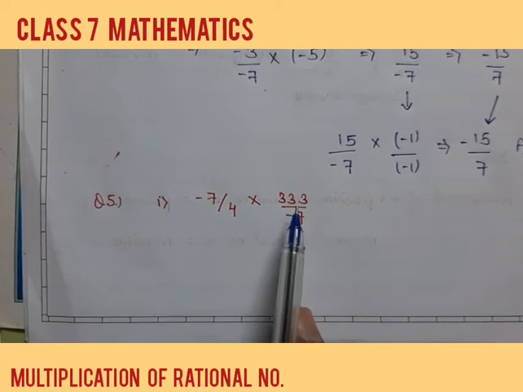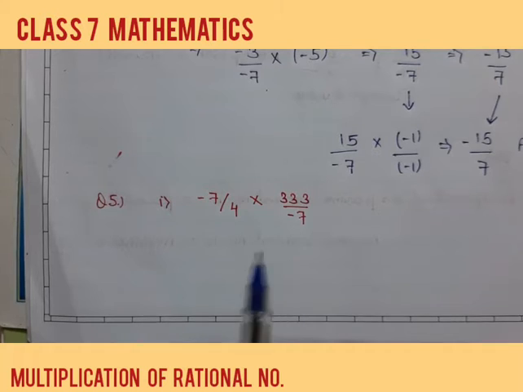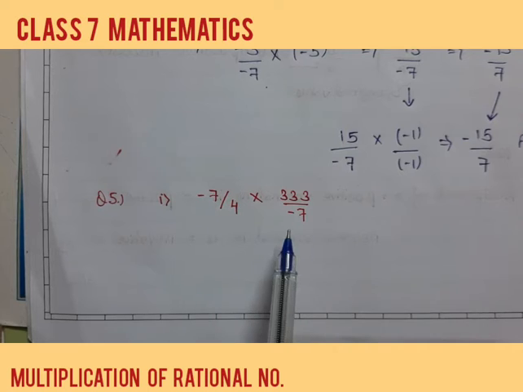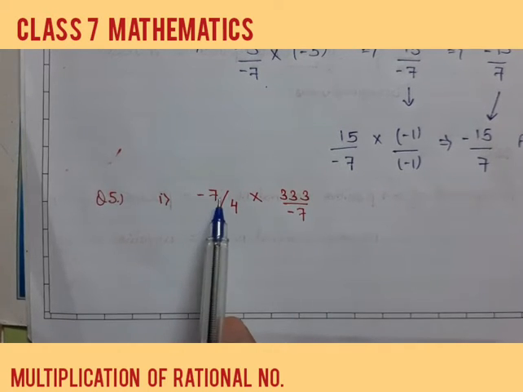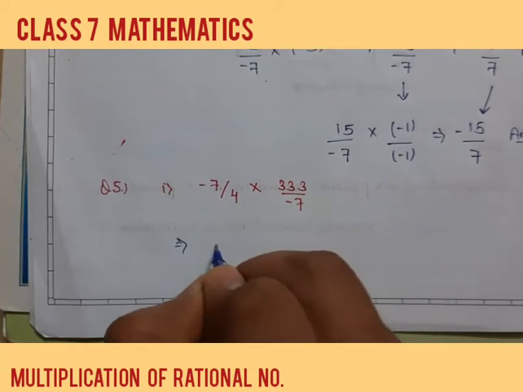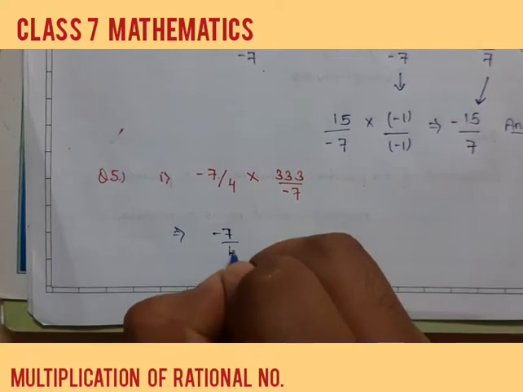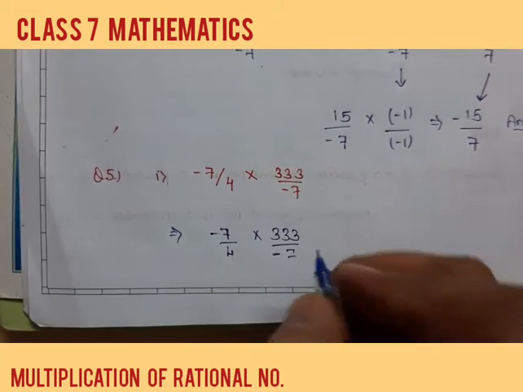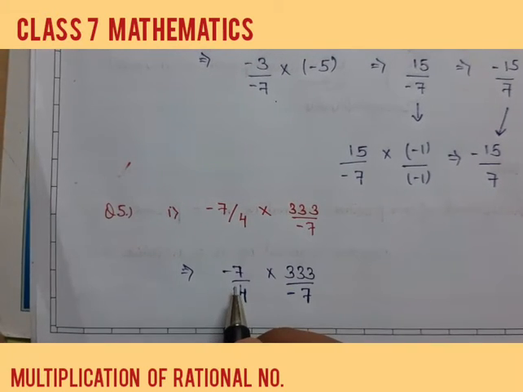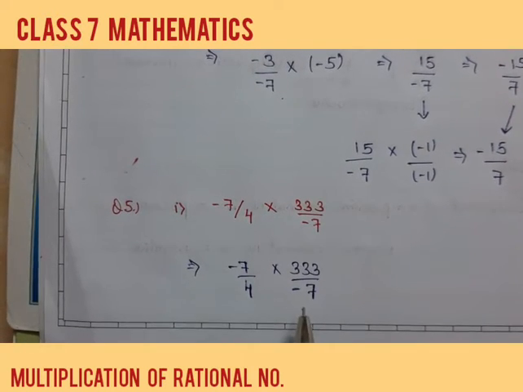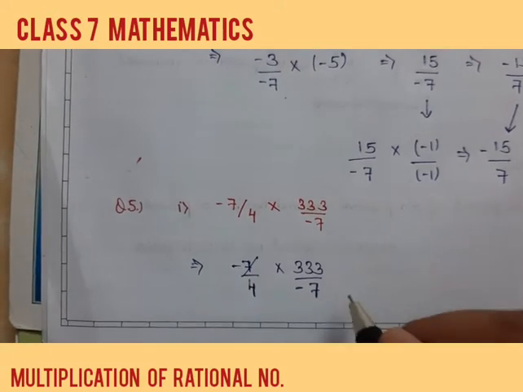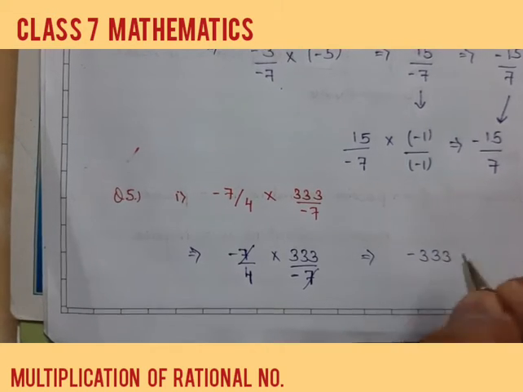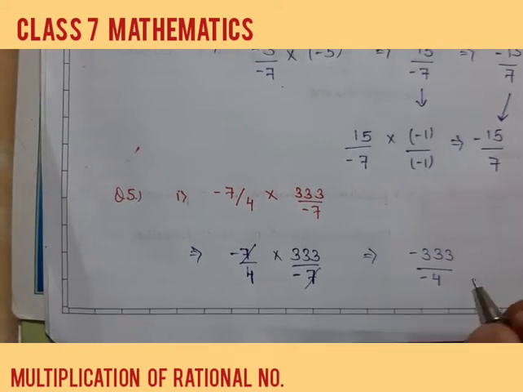Minus 7 upon 4 into 333 by minus 7. Whenever we are going to multiply or divide, first we need to see whether there is any common factor which can be striked off. So yes, there is 7 and 7. So we can write minus 7 upon 4 into 333 upon minus 7. Now this minus 7 and this minus 7, since they both have the same common factor 7, can be striked off. So we are left with minus 333 by minus 4.